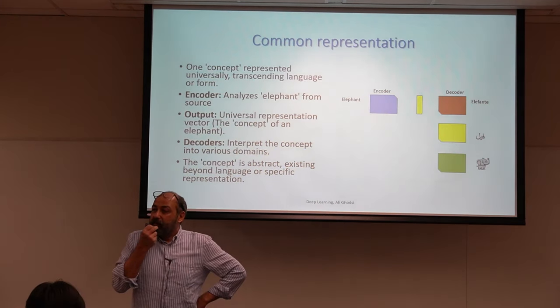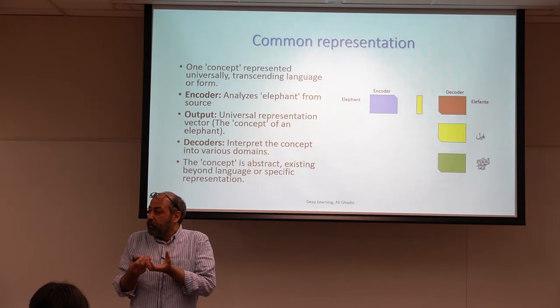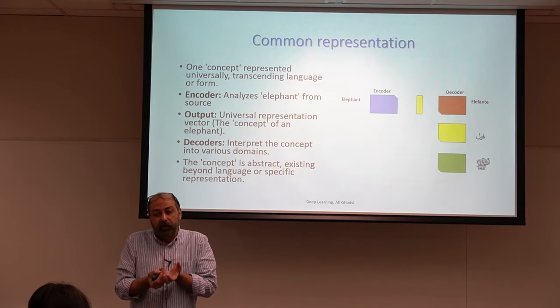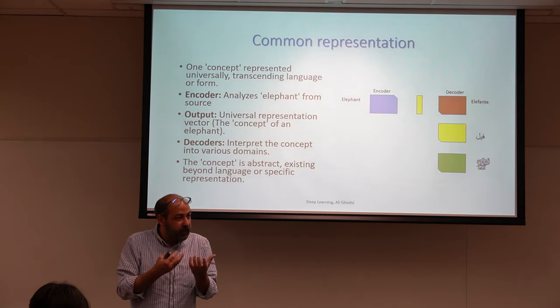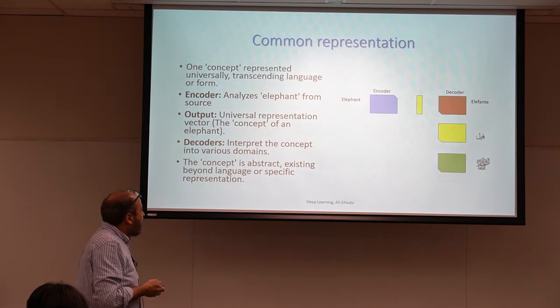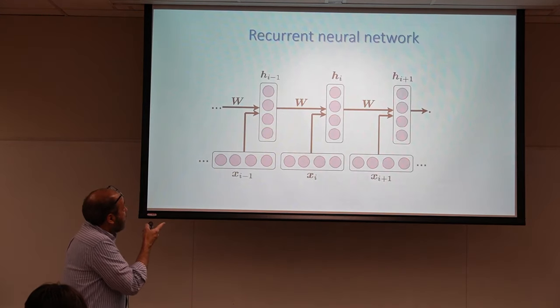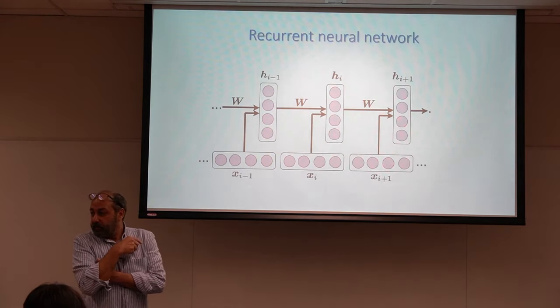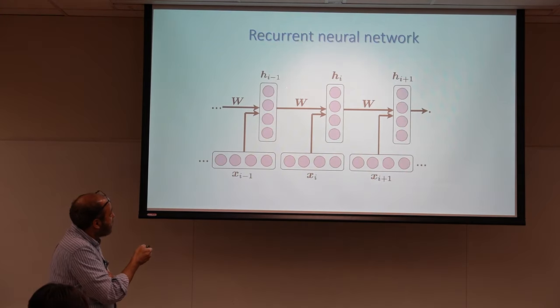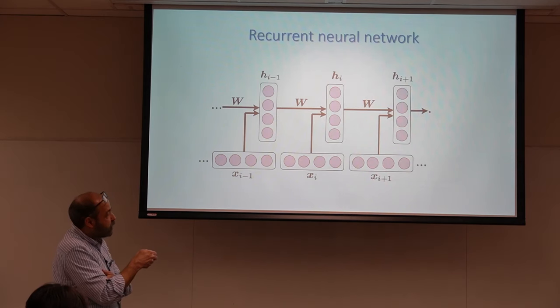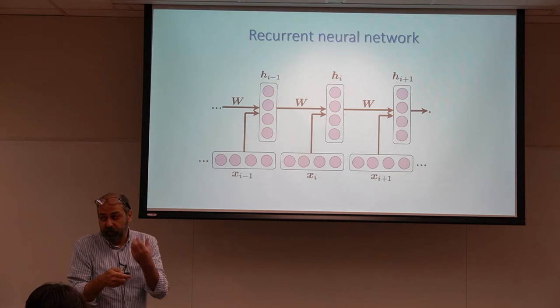In a way, the whole of machine learning, or deep learning, is about representation learning, how we represent a concept in different forms. We learned about RNNs in the previous lecture, and you know how an RNN works. It has hidden vectors, and you have inputs, and each hidden vector is influenced by the previous hidden vector through some weights and the current observation.